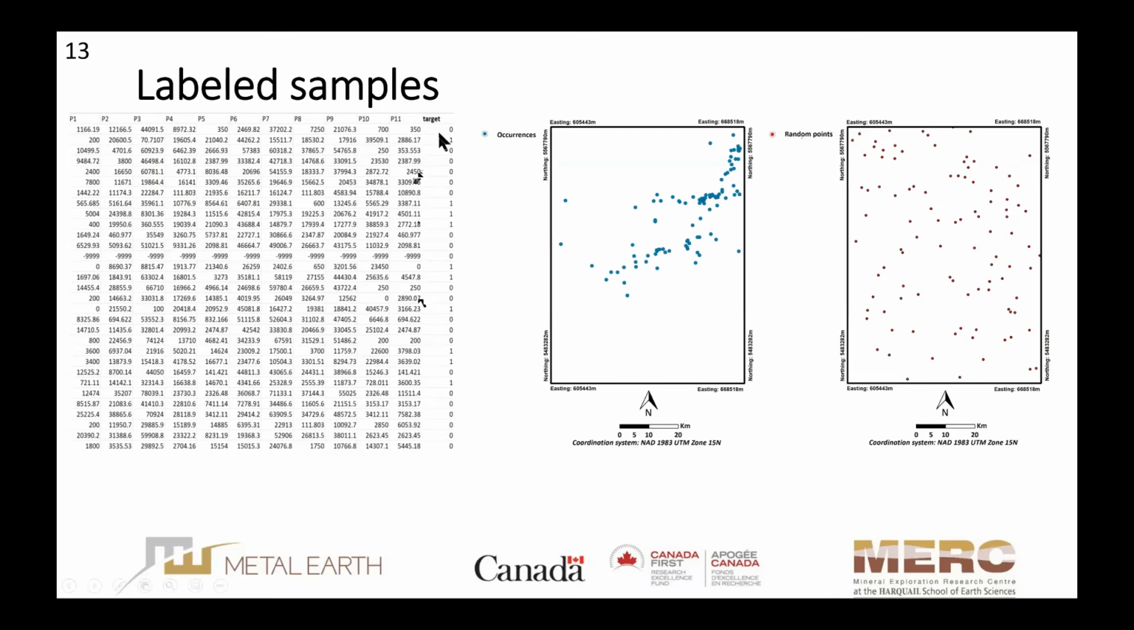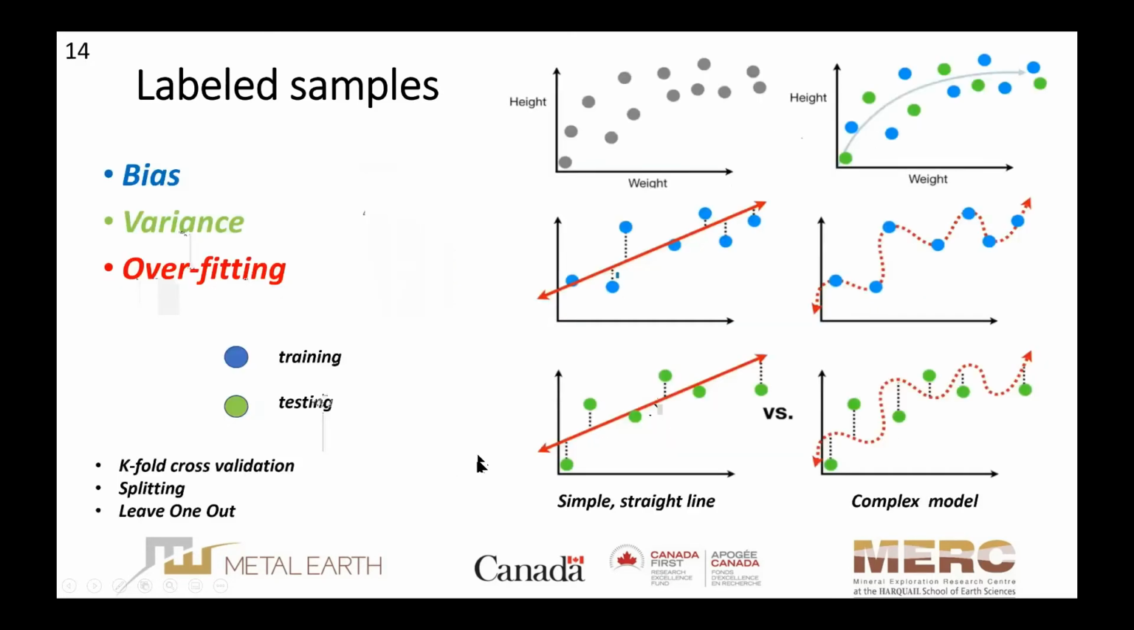So this is an example, as I said. So this is our target variable. So we use the value of 1 for the location of our occurrences and the value of 0 for the location of non-deposits. Here we have 16 variables, but in order to be able to present it here, I've only shown 11 of them here.